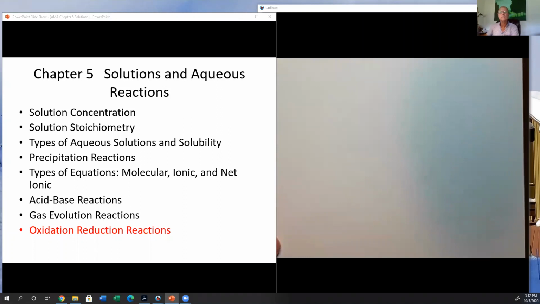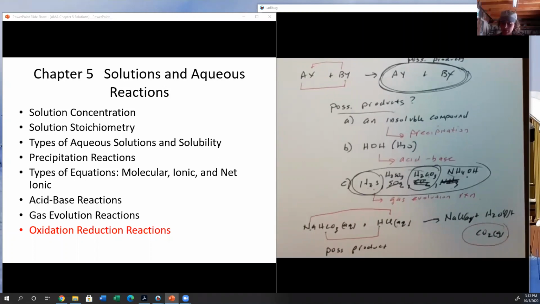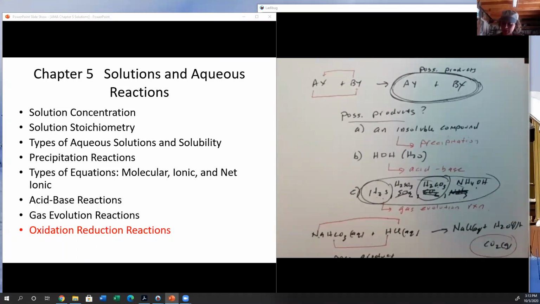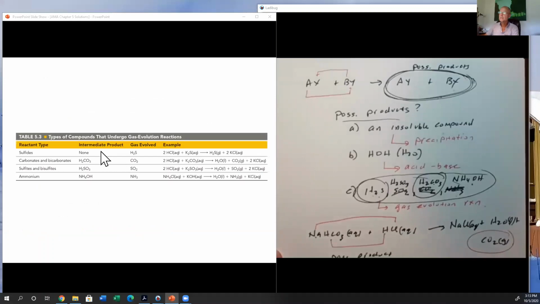Emily, did you have a quick question? Just really quickly, so when we're writing a gas evolution reaction, should we always write the final version where we break it down into H2O plus the gas? Yep. So if you see any of these intermediate products, what you should write in your reaction is not the intermediate product, but the final product. Right, okay. Got it. Good question.